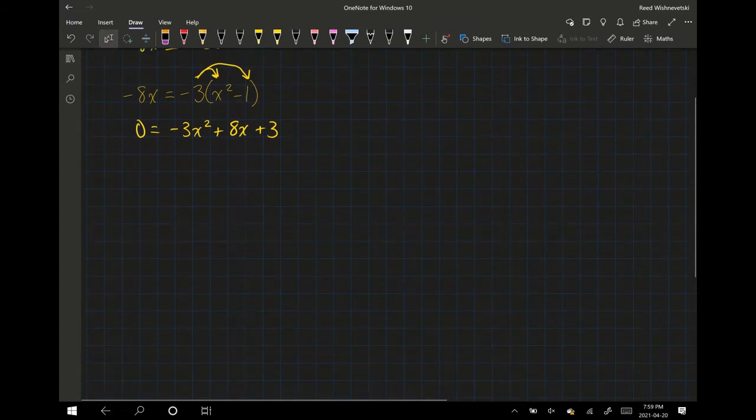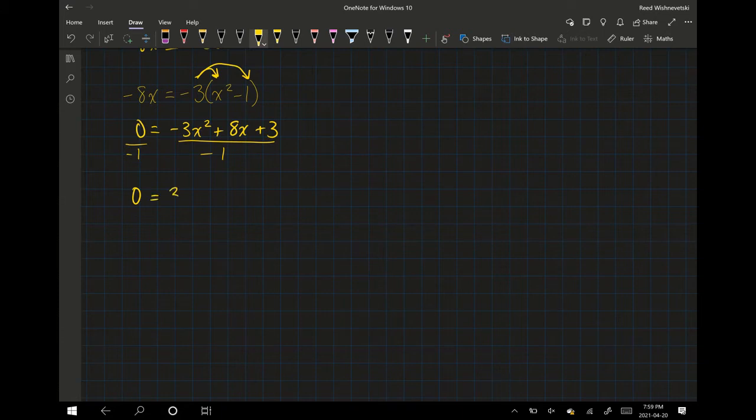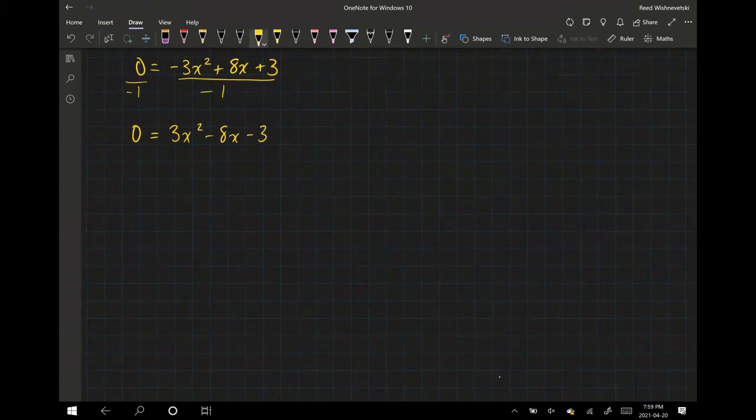Now since this is an equation set to 0, we can divide this by negative 1 in order to factor it nicely. So we're going to go ahead and do that. We're going to be left with 0 on our left side because 0 divided by negative 1 is 0. And on our right side, we're going to have 3x squared minus 8x minus 3. Now we're going to go ahead and factor this. So 0 is equal to, set up our two brackets. We're going to have 3x, x here, just like so.